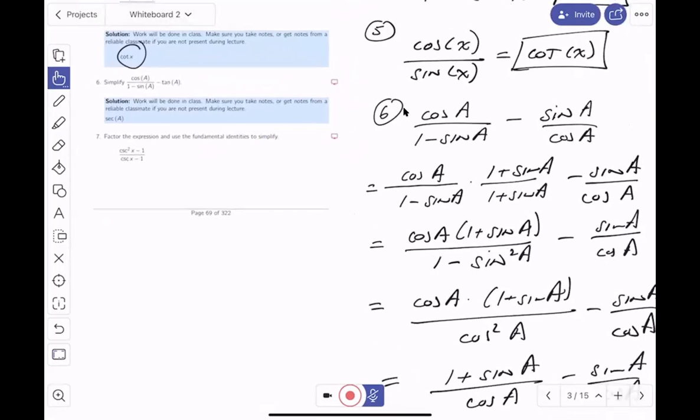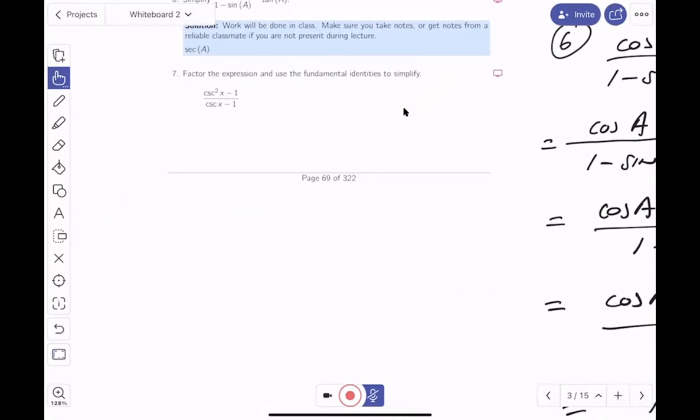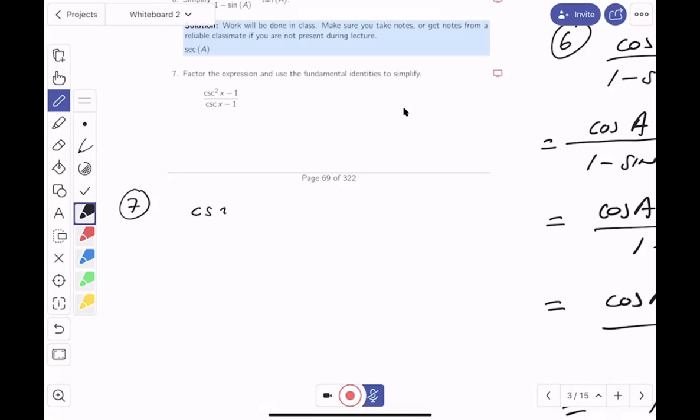All right, I'm going to do number 7. And, looking at it, it doesn't look that bad. I'm going to write it down for you. This is 7 now. And I'm going to make an attempt to factor the top. And the top would factor the cosecant. Oops. Let me just clean that up a little bit. It doesn't look right.